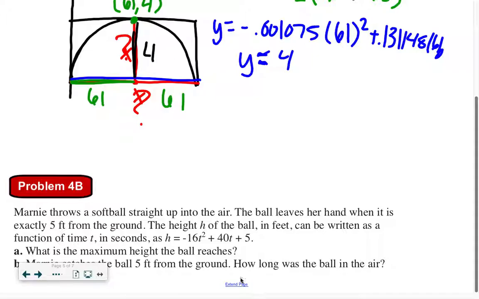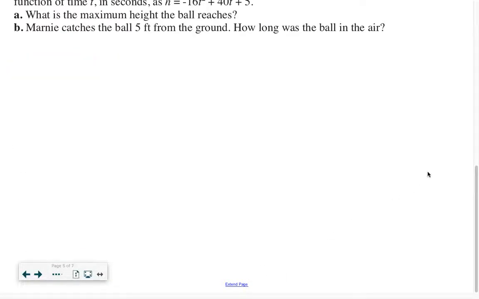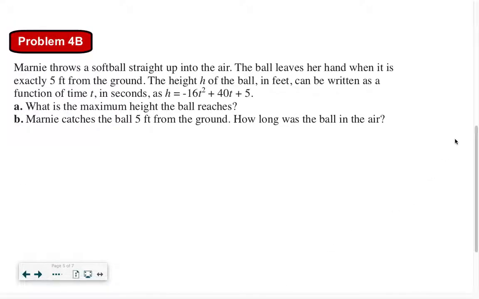Our next one says Marnie throws a softball straight up into the air. The ball leaves her hand when it is exactly 5 feet from the ground. The height h of the ball in feet can be written as a function of time t in seconds. h equals negative 16t squared plus 40t plus 5. Let's draw a picture. So I got a ball going straight up in the air. But is this point 0? No, it's 5.